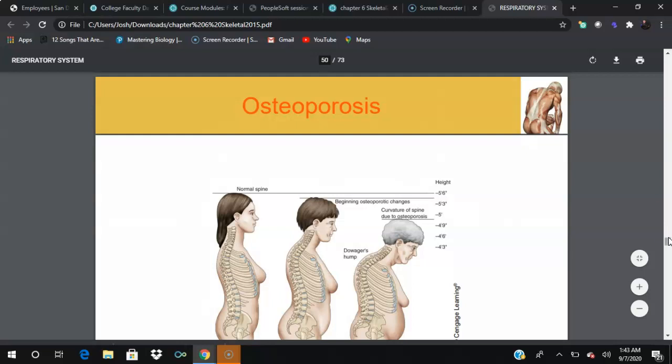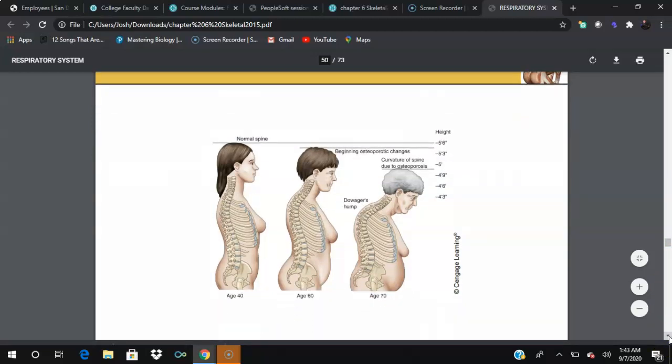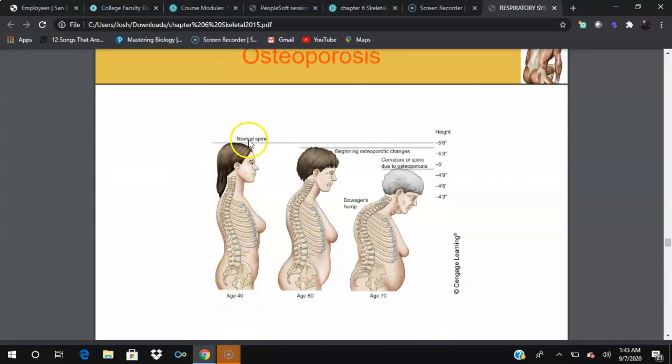So this shows kind of just a timeline of what can happen when we have someone in their 20s, 30s, and 40s. We essentially have our normal hormone levels, and so we have our normal height, and we don't have any issues. But as we get older, we start hitting 60s and 70s. You can see how the upper thoracic spine starts to curve. We start getting impaction of these vertebrae. They start to collapse upon each other.